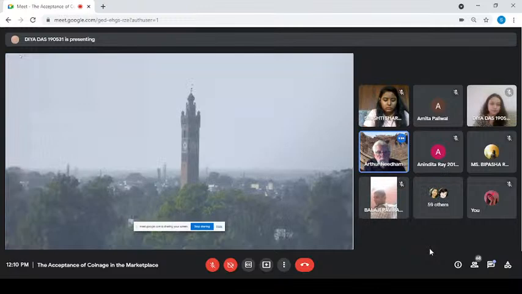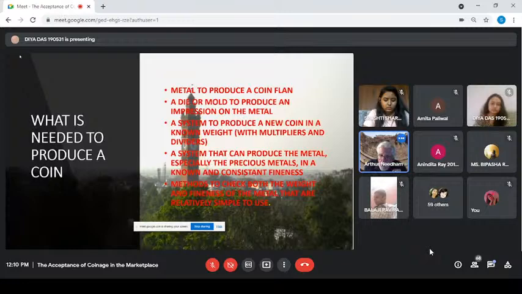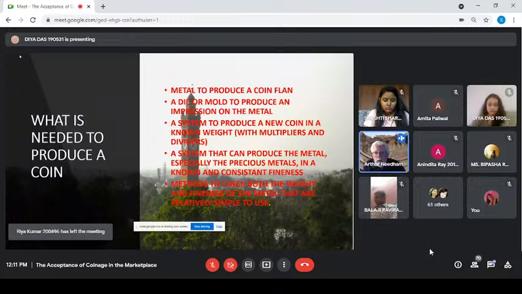What is needed to produce a coin? Now, for people that study the social sciences, perhaps this isn't necessary to discuss, but if we want to look at numismatics technically, we need to understand all of this to fit coins within the social sciences. Of course, metal is needed to produce a coin flan. That's the blank bit that things are stamped on. A die or mold to produce an impression on the metal. A system to produce a known coin in a known weight.